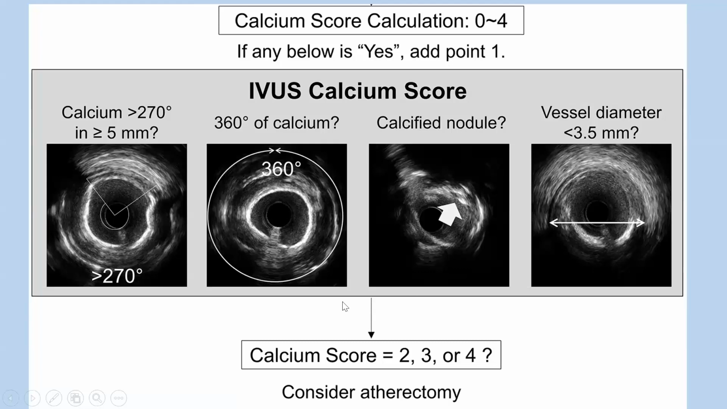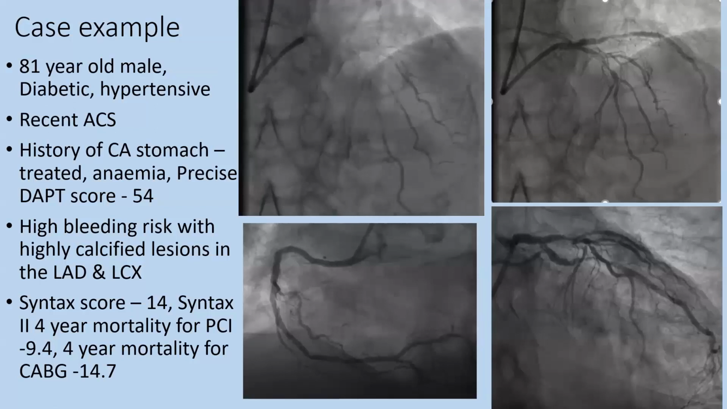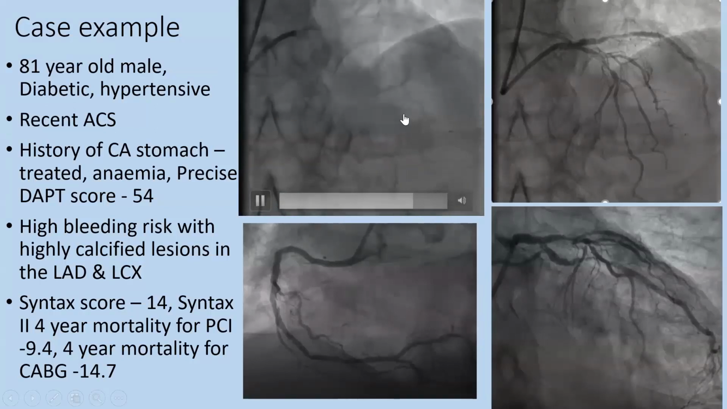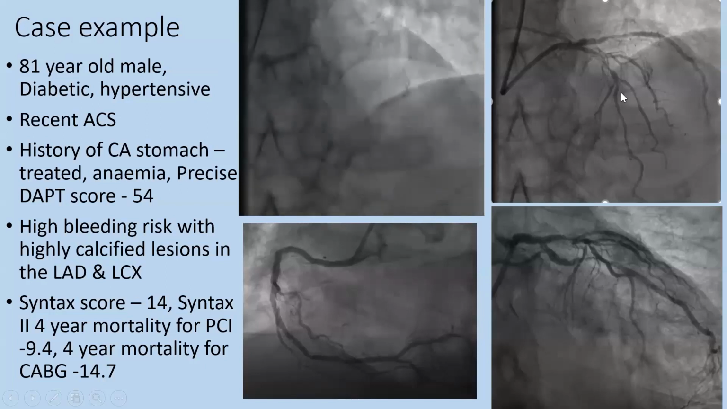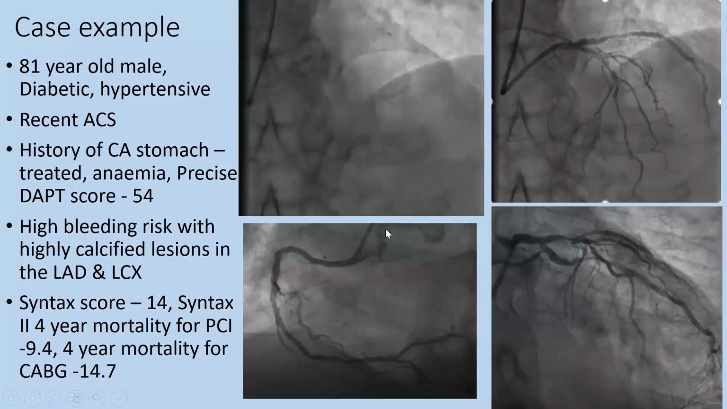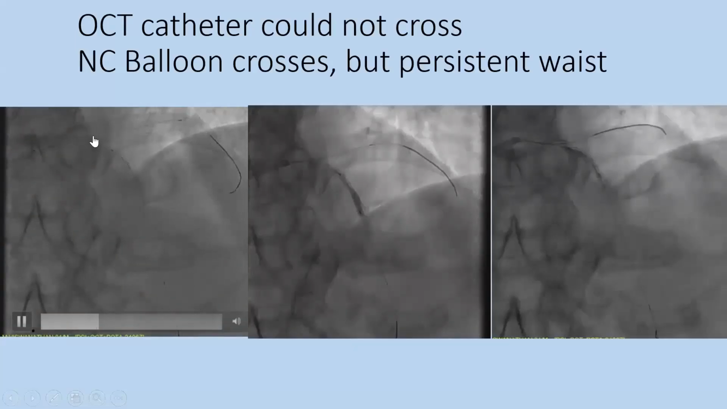So based on that, if the calcium score is more than 1, then we should consider atherectomy. So this is a case example of an elderly man who has got a calcified lesion. You can see the heavy calcium in the proximal mid-LAD, as well as a significant lesion in the circumflex, and the right coronary has got some minimal disease. So he was taken for PCI to the LAD.